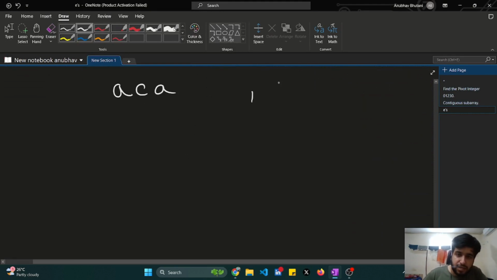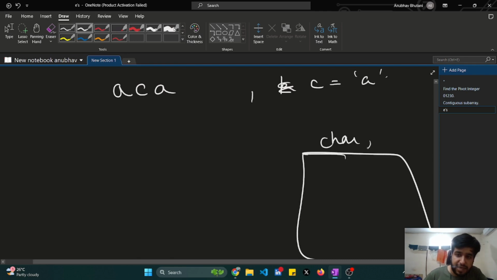Okay, if I just try out the second test case, ACA, my C is equal to A in this case. This is my map, which will store the character and its frequency.